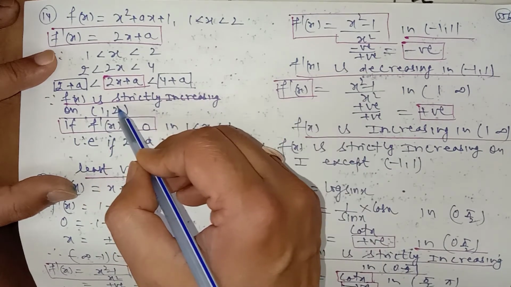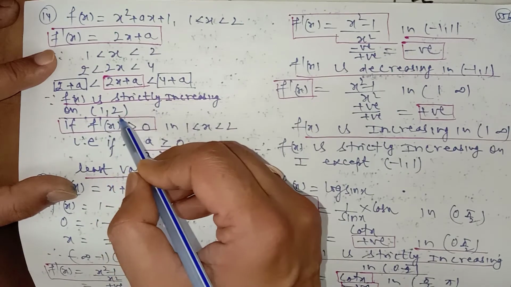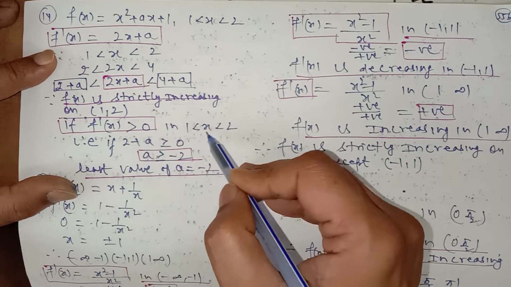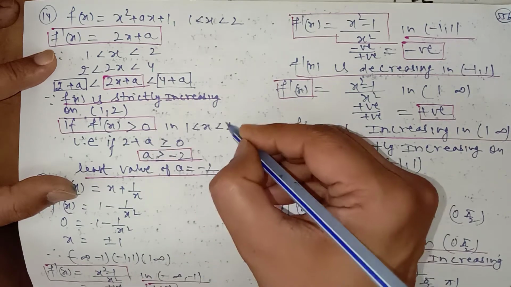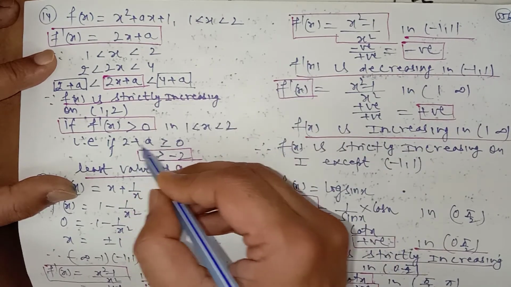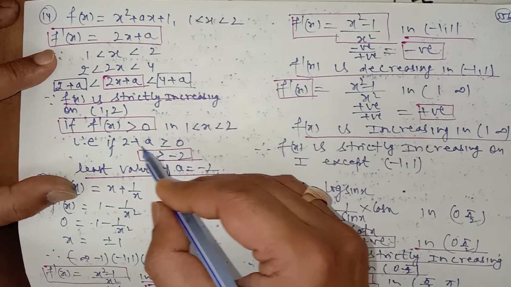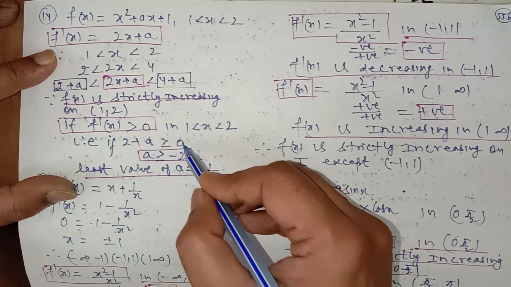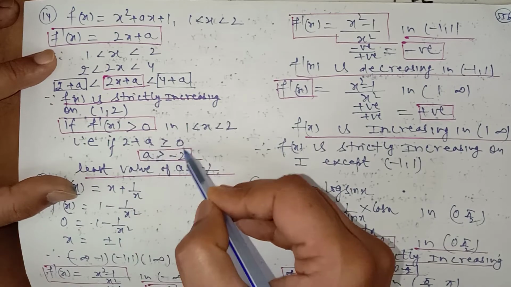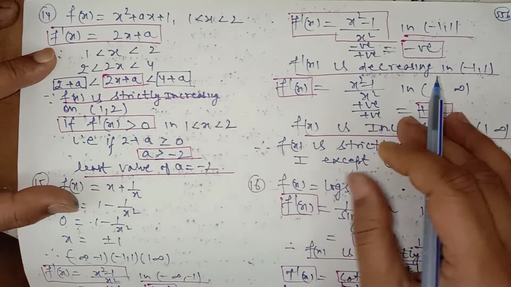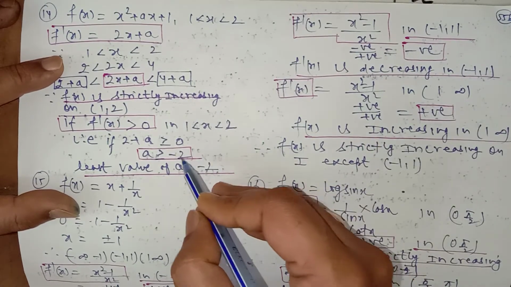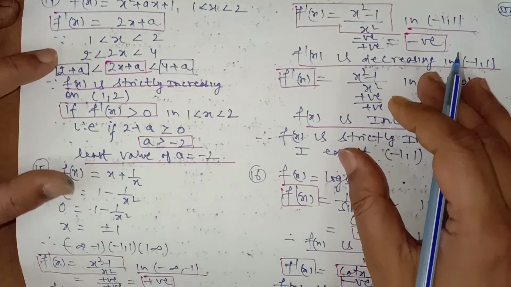Now because f x is strictly increasing in the interval 1 to 2, its first derivative must be positive, meaning greater than 0 in the interval 1 to 2. So it means 2 plus a should be greater than or equal to 0. Its first derivative should be greater than 0. So 2 plus a greater than 0 means a is greater than minus 2. So the least value of a for which this function is increasing is minus 2.